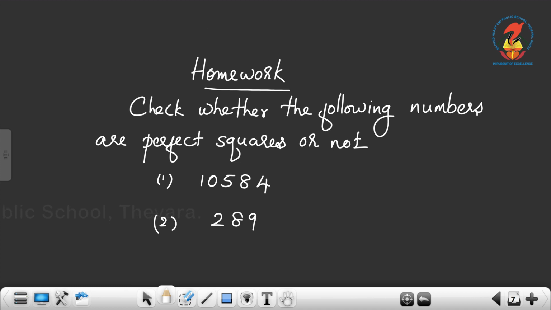Now 2 questions as homework. Check whether the following numbers are perfect squares or not. 10,584 and the second question is 289.